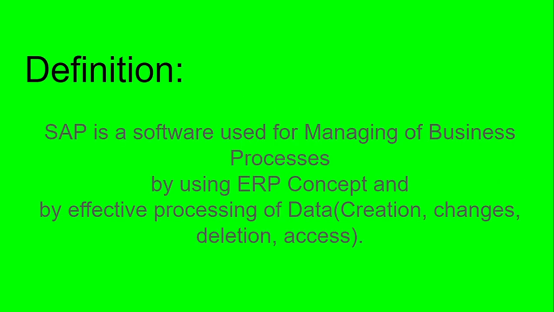Definition. What is SAP? SAP is a software. For what purpose is this software used? For managing business processes. Why is a software required for managing business processes? Because if there is a small business, they can store the data in the form of Excel, Word, or any notes. But if we take any big, huge businesses, they have to have a software. So we will use one software, and SAP is one of the successful software we are using.